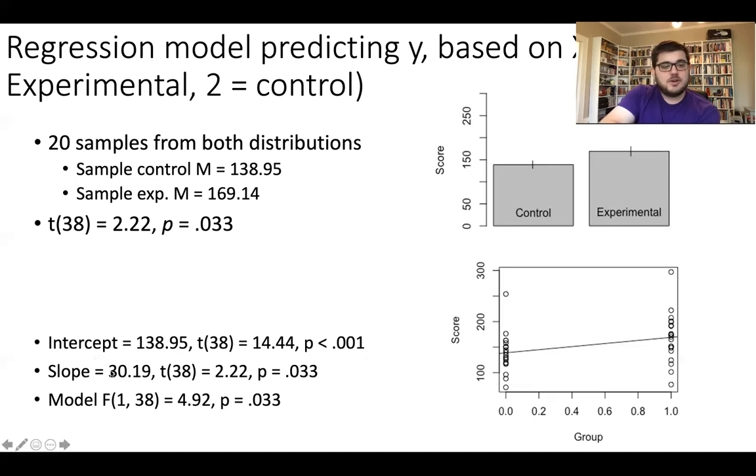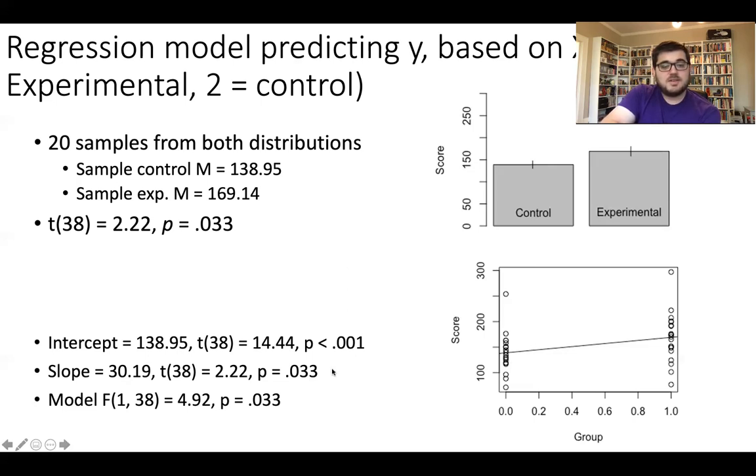So we look at the slope. That's how steep is this line. If the slope is 0, then this line would be flat and there would be no real change going from group 0 to group 1. But we've got the 30.19 with a t-score. T with 38 degrees of freedom equals 2.22. P equals 0.033.